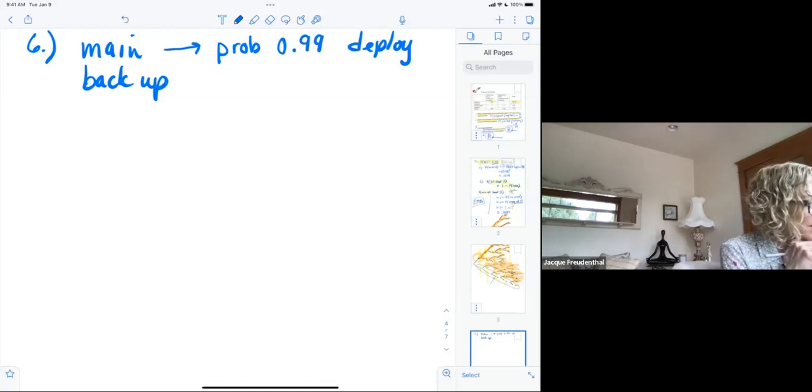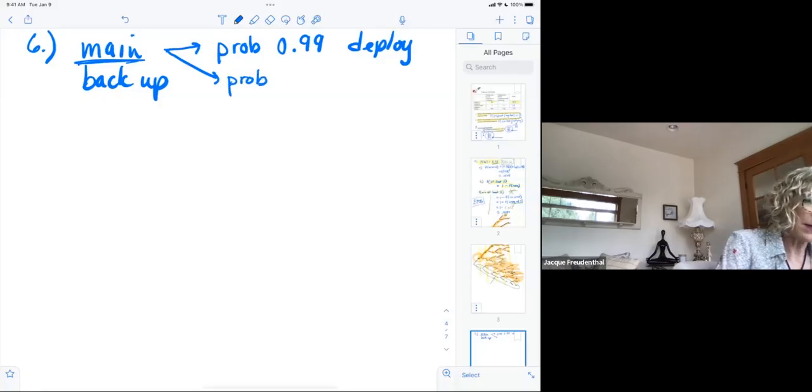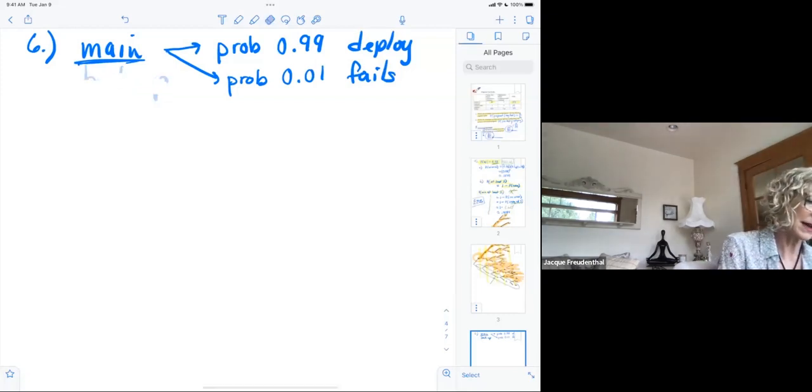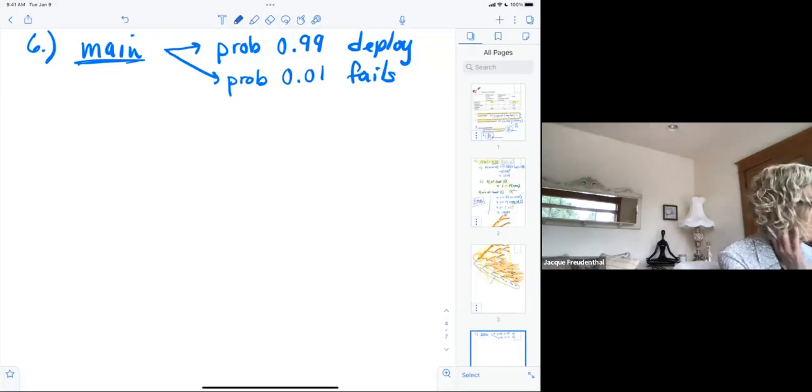Let's just back up a little bit here. If the main deploys, the probability will be 0.99, 99%. Or the probability will be only 1% if it fails to deploy. I'm just using that as a complement. If it's a 99% chance that the main chute will deploy, then I know there's a 1% chance it will fail to deploy. Let me erase this upward to give me a little more room.